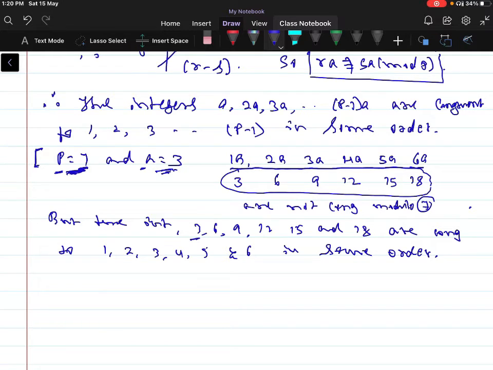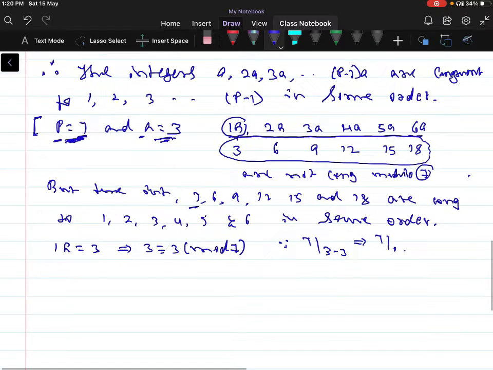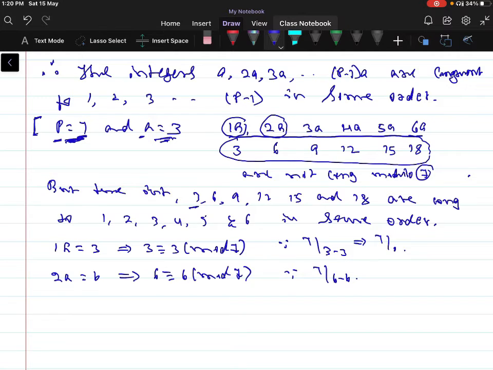So you can observe from the element 1a, where 1a is equal to 3, so 3 is congruent to 3 modulo 7, since 7 divides 3 minus 3, this implies 7 divides 0. So let us take the second element. So 2a, that is equal to 6. So this implies 6 is congruent to 6 modulo 7, since 7 divides 6 minus 6.